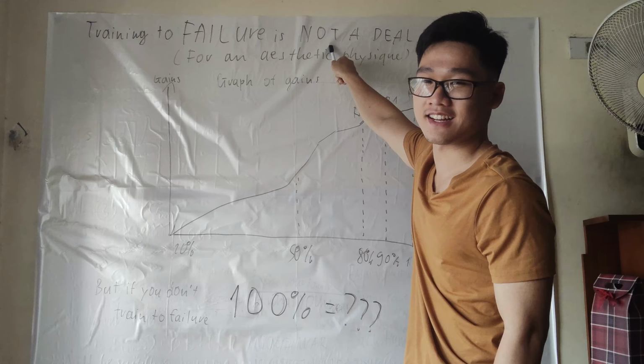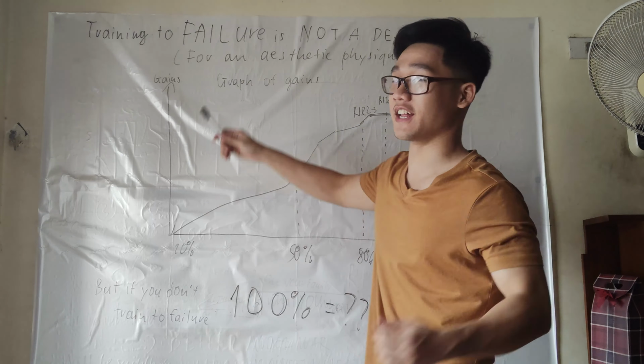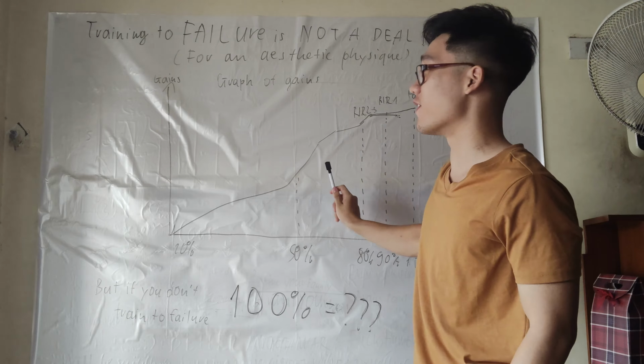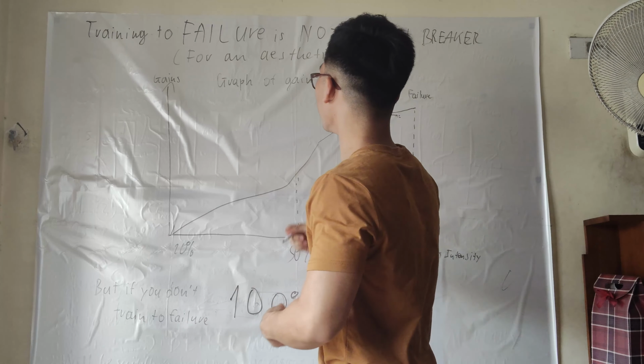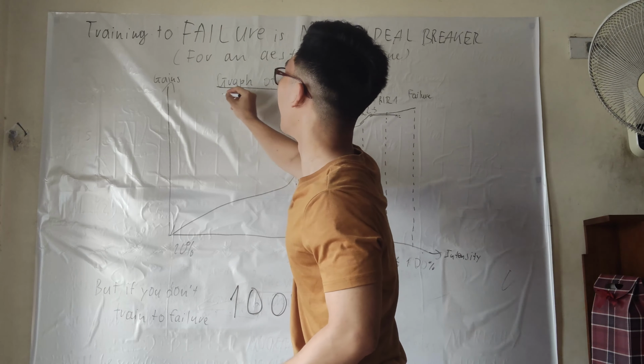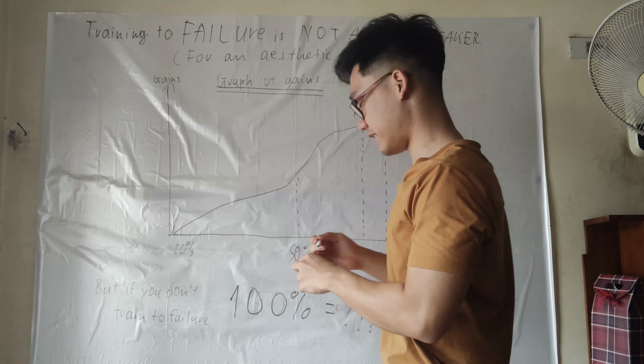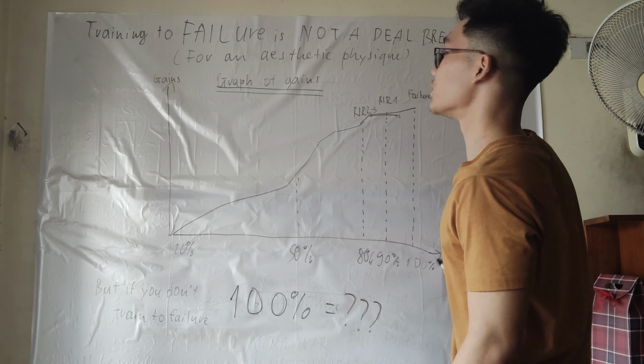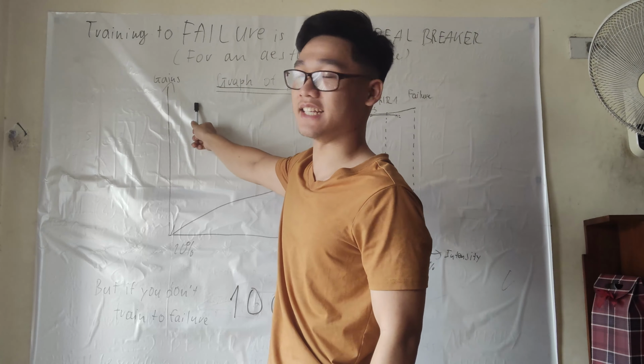Hello, today we're going to talk about why training to failure is not a deal breaker for an aesthetic physique. So let's get into it. We got a graph over here. This graph I call the graph of gains. It is the graph that considers what your intensity is compared to how much gains you will get.